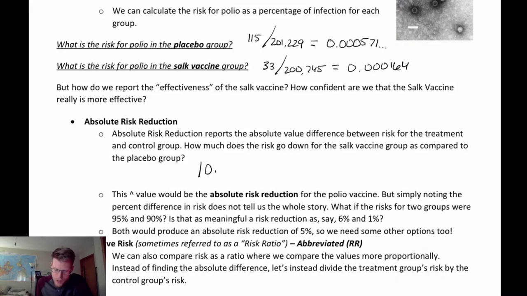So I'm going to do the absolute value of 0.000571 minus 0.000164. If I find that absolute difference, I'm doing some rounding because I'm not going to go back and use my decimals again. This is more for teaching than for reporting these values very precisely, so we just want it to be precise enough to be able to talk about it. And I'm going to get an absolute risk reduction of 0.000407.